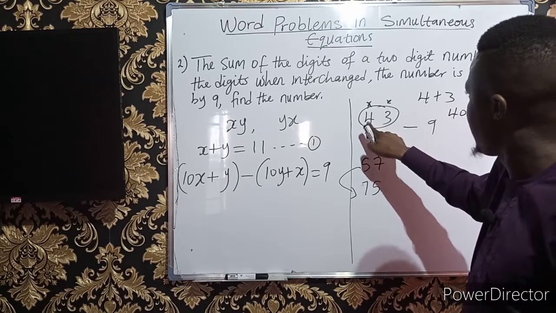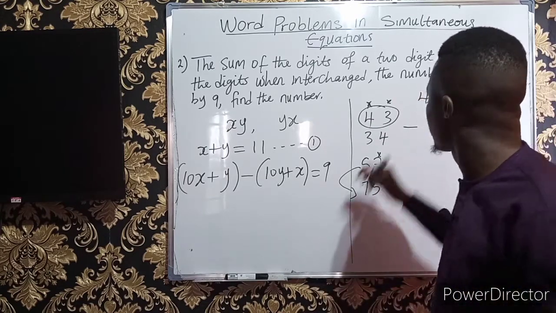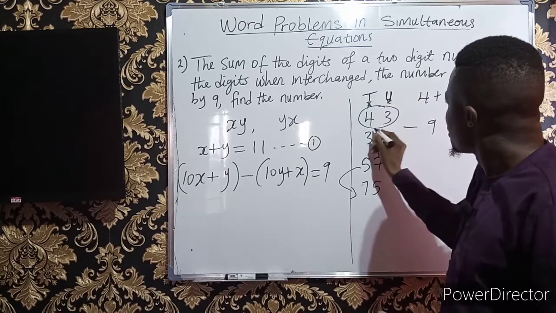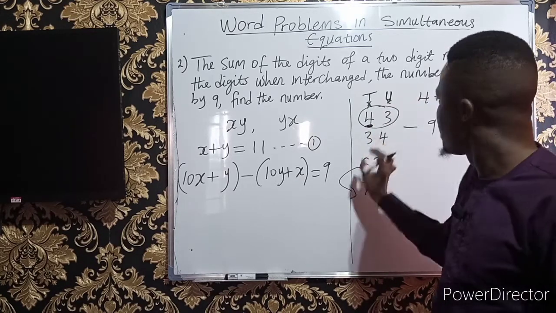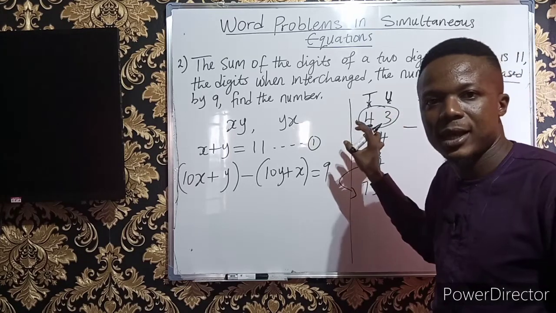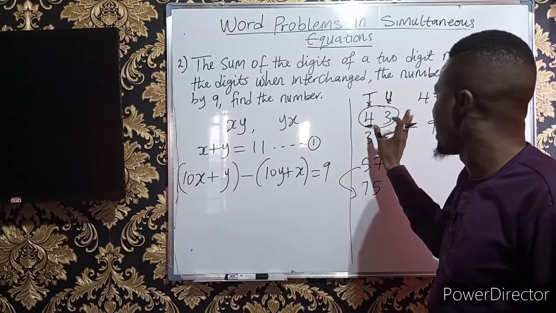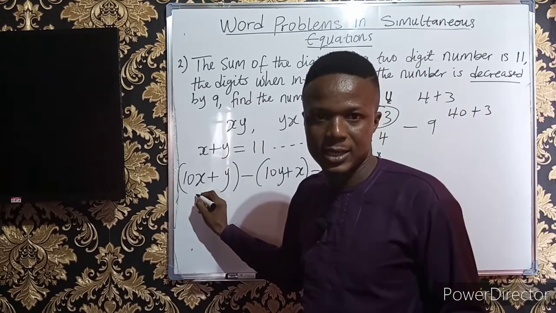That is, I multiplied 4 by 10 to get 40, because in your primary classes we are taught hundreds, tens and units. This is unit and this is tens. So the second digit is standing for tens. If it is 4, it implies 4 times 10. If it is 5, it implies 5 times 10, etc. That is the idea. So this x here is not just x, but 10x.